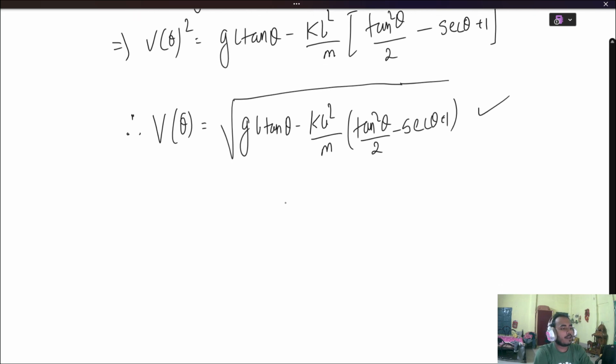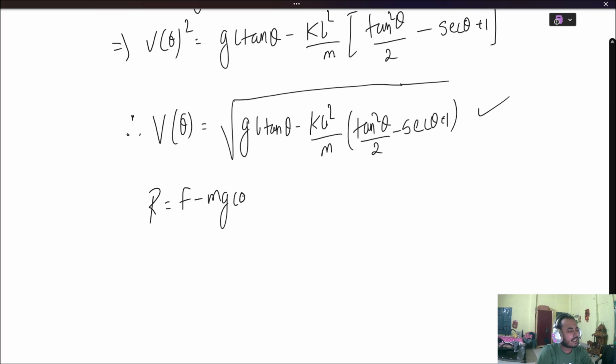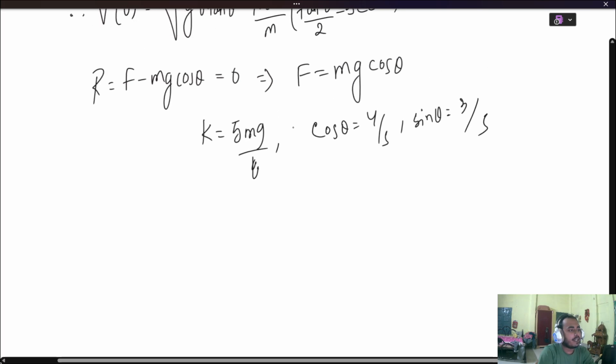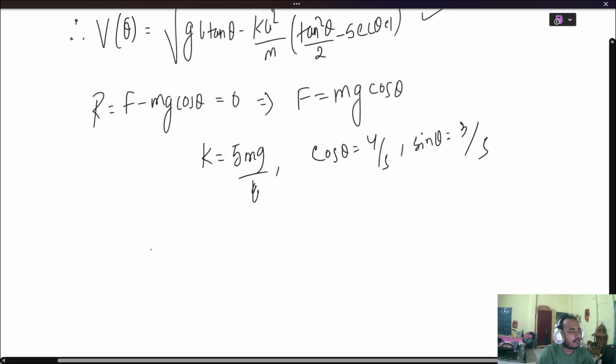Now coming back to the problem, we remember the reaction force R was F minus mg cos θ or something like this. And this reaction force has to be 0 as the block falls off. So this would basically mean that F is equal to mg cos θ. In the beginning of the problem, I had told you that K was equal to 5mg by L, and put in all the values. You should simply get cos θ equals 4 by 5, which means sin θ is equal to 3 by 5.